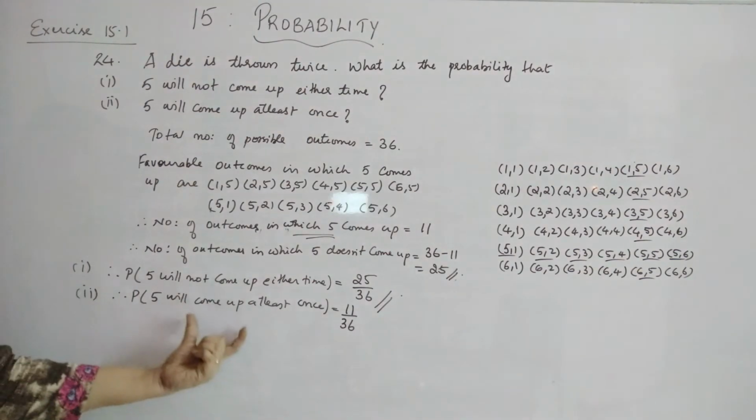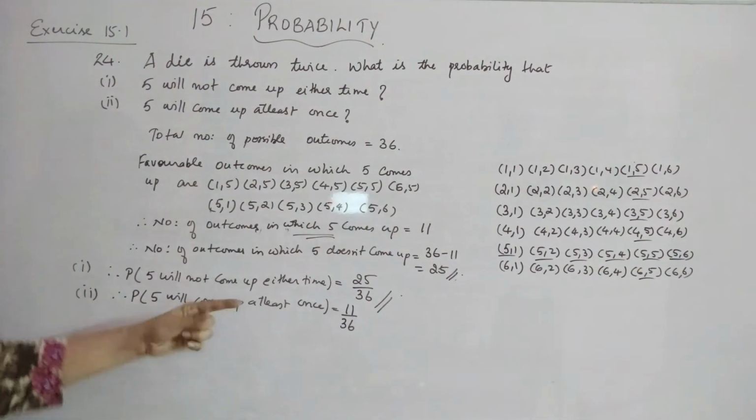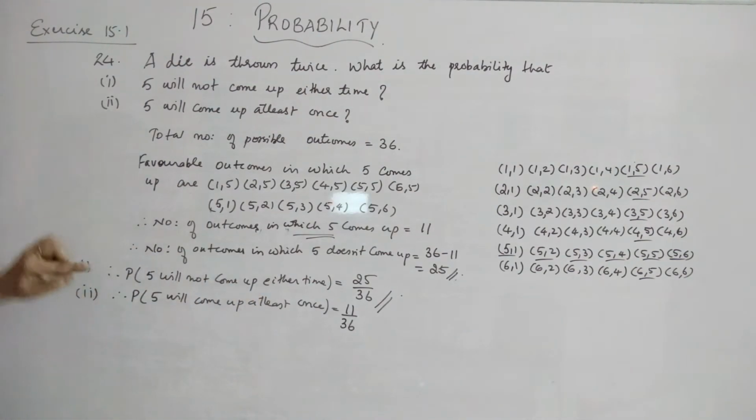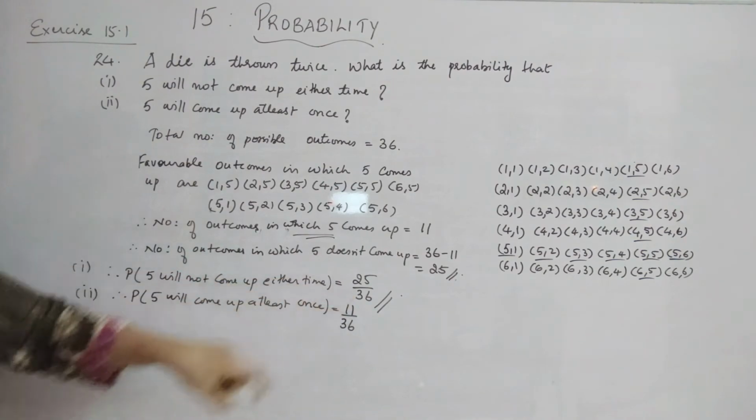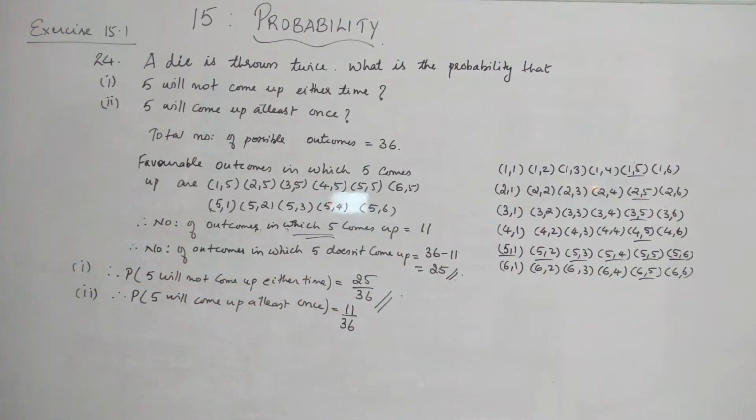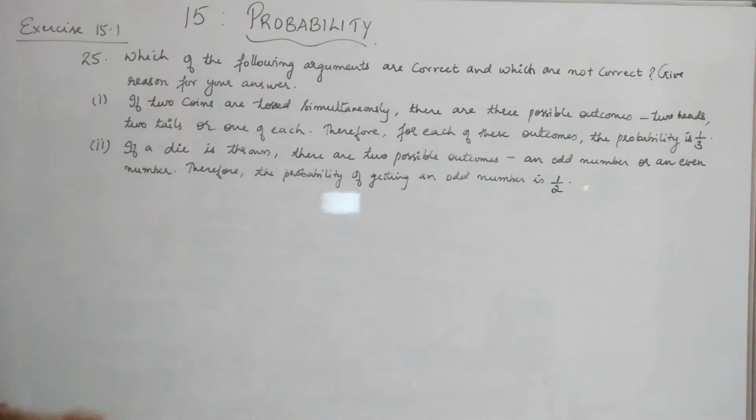Now if this is not okay for you, you can just go for the other thing, that is 1 minus P of 5 will not come, which will give you the same answer. That is 1 minus 25 by 36, which is also giving you 11 by 36. So both concepts are okay. Whichever one is clear for you, you can use that.